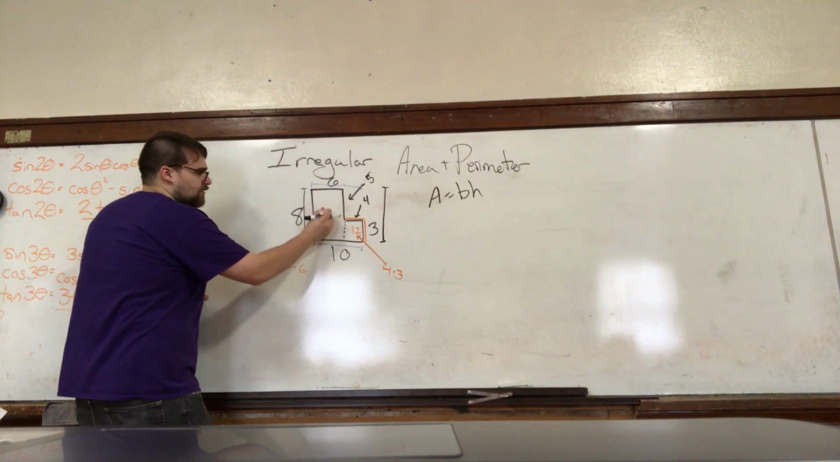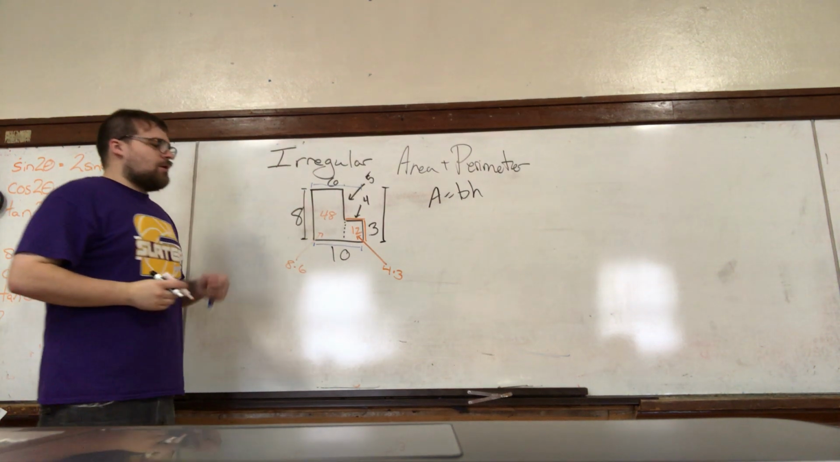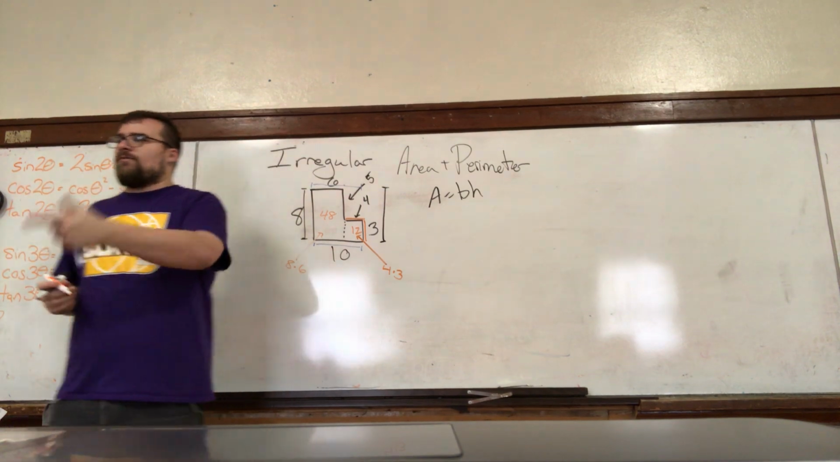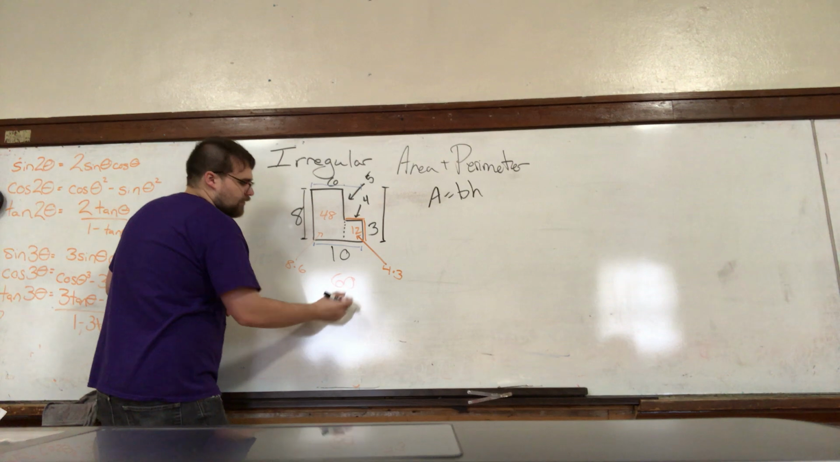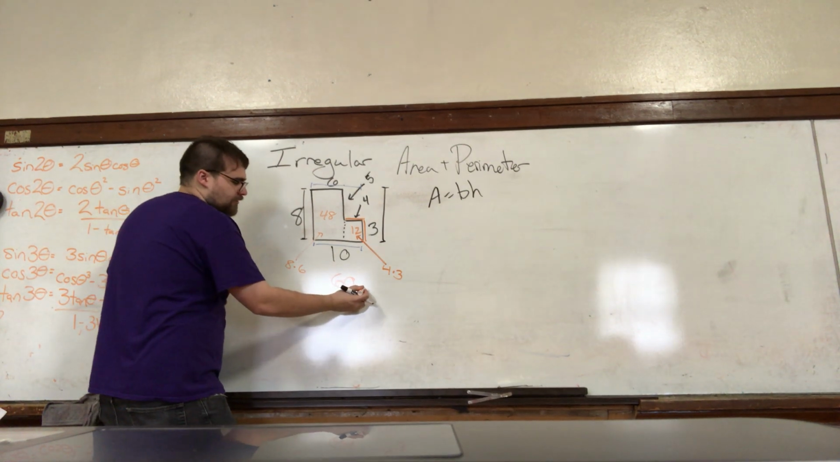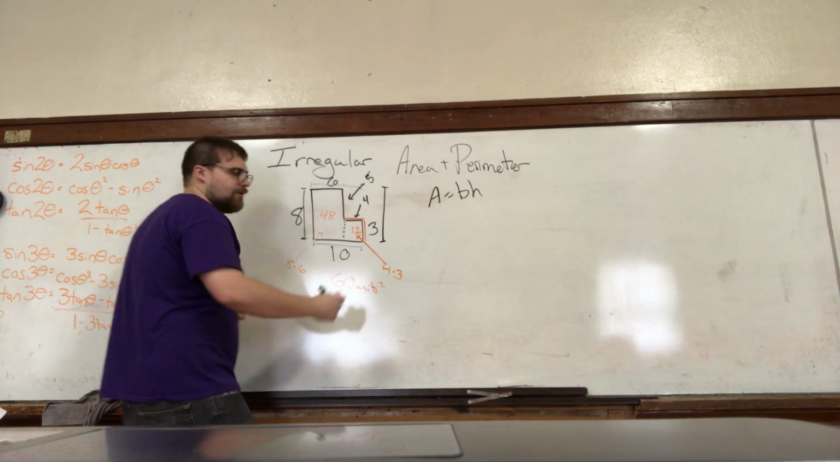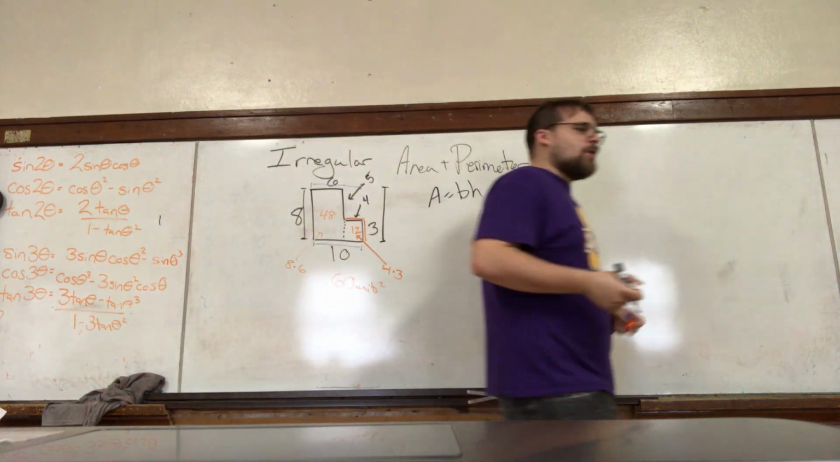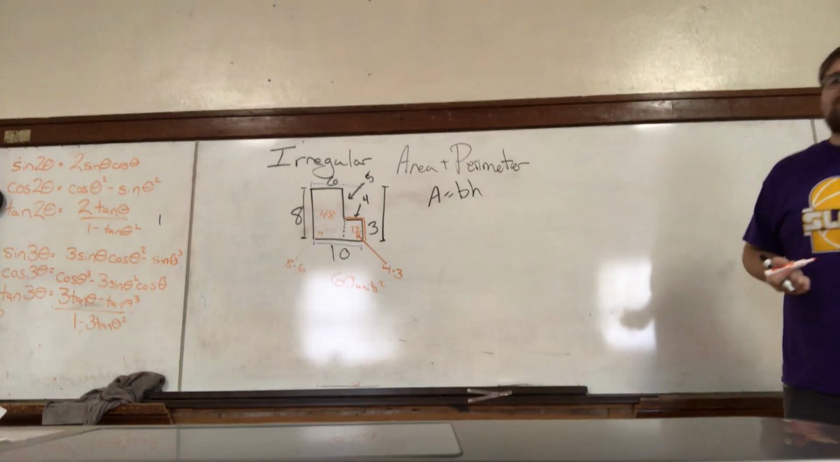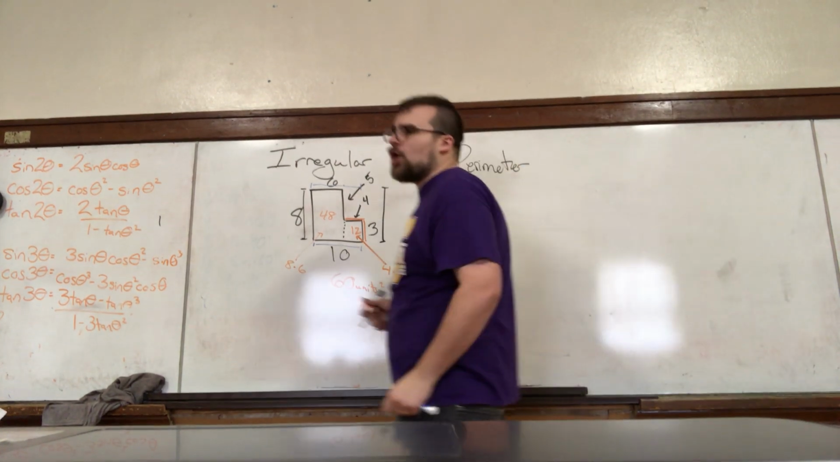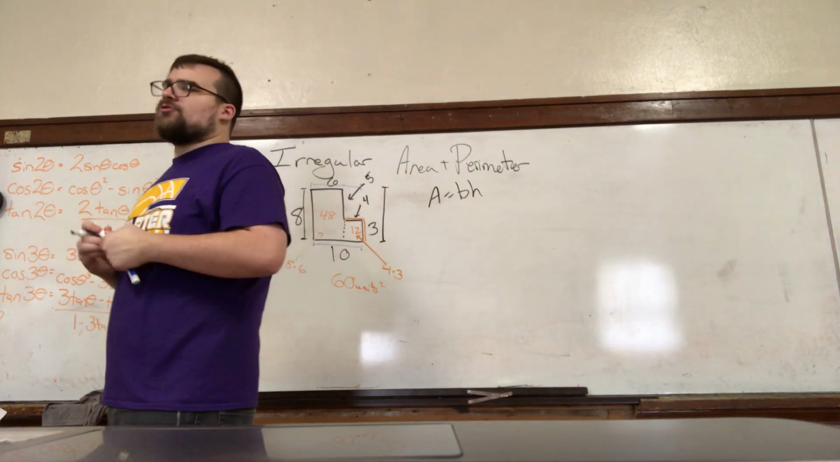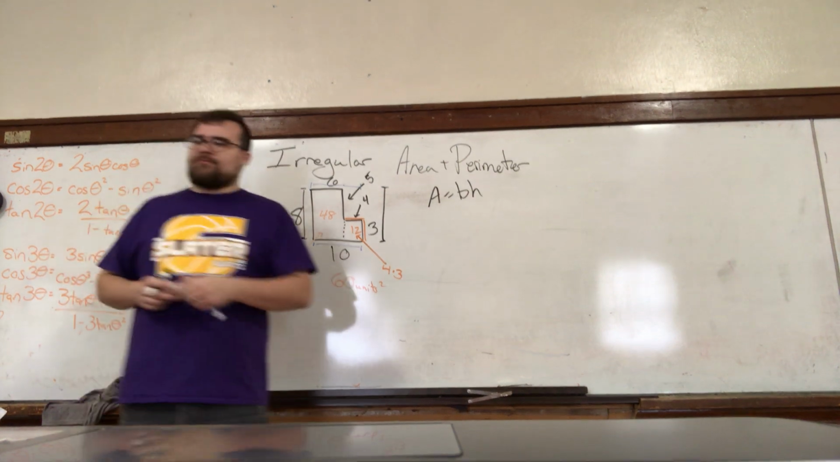8 times 6 to get 48. We can add them together, 48 plus 12, and we get 60 units, whatever it is. 60 units squared, because we're dealing with area. So when we have irregular polygons like this, we are going to separate them into shapes we know. We are not going to do a worksheet, but I am going to have some practice problems.